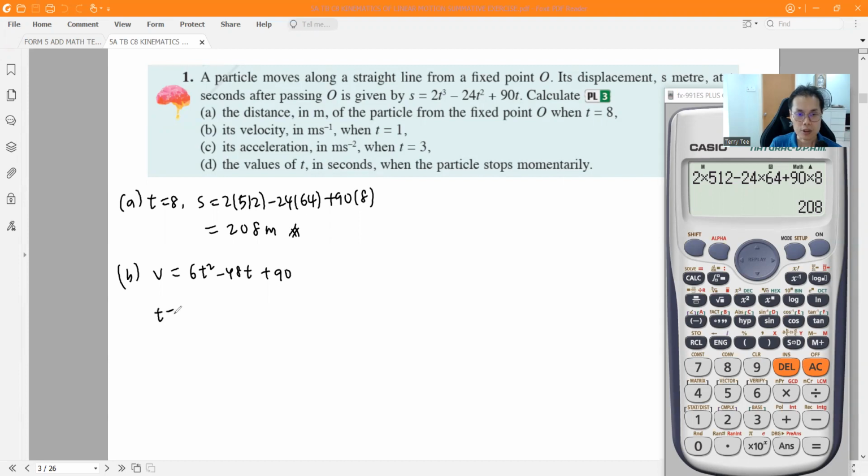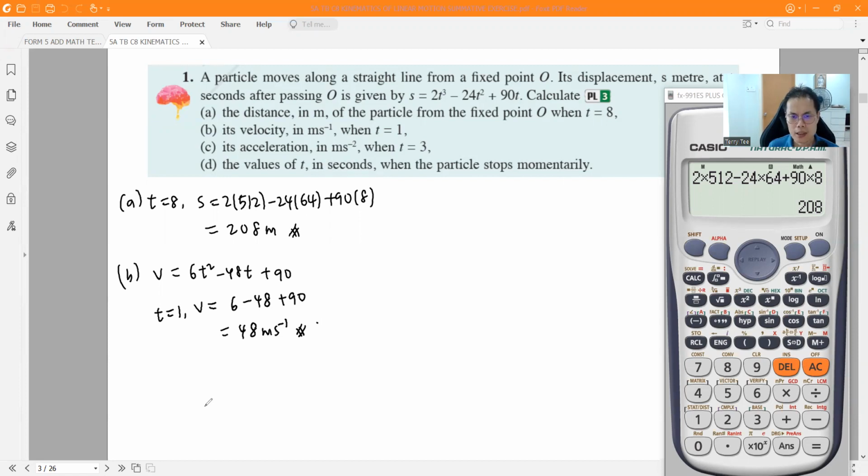Now we substitute t with 1. My velocity is 6 times 1, which is 6. 48 times 1 is still 48. I don't want to write the bracket, just add them up directly. 6 minus 48 is negative 42, plus 90. I will get positive 48.